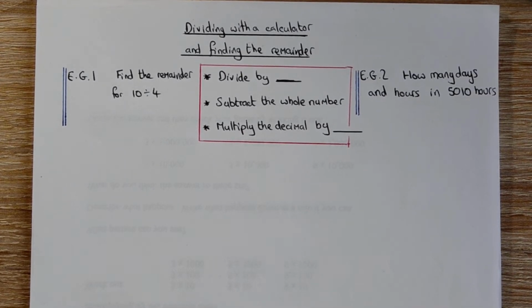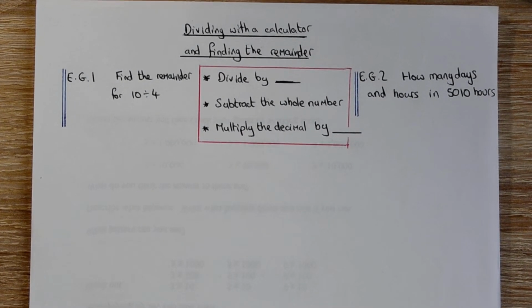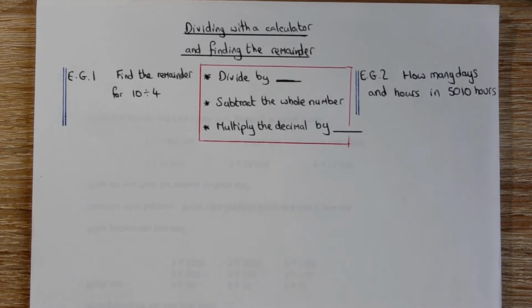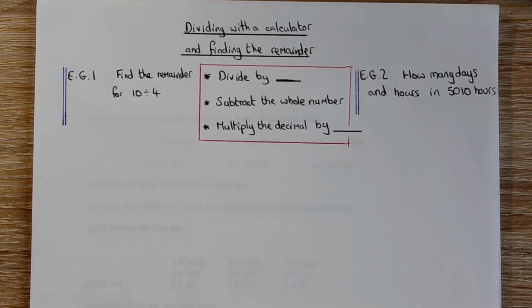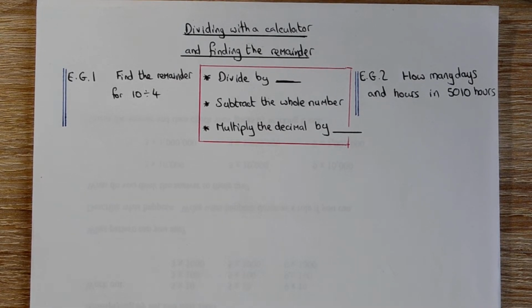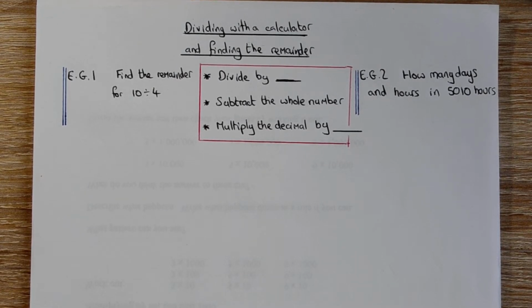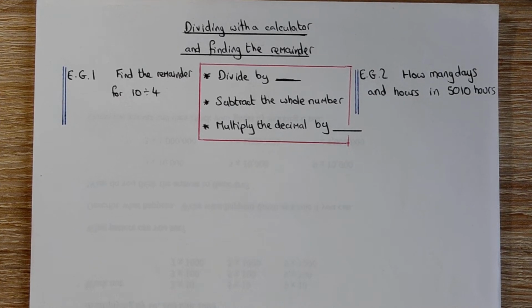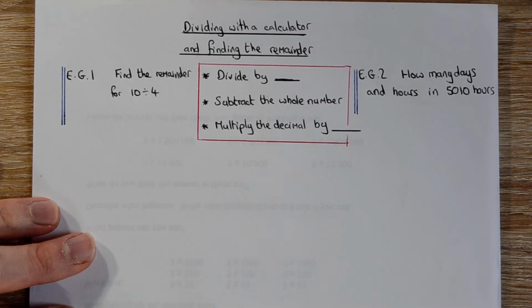Good morning. Right, let's have a look at these kinds of questions, dividing with a calculator and finding the remainder. So I've got a couple of examples for us here to work through, one nice and easy, another one a bit more involved. But for both, basically you follow the steps that I've got here in the red box.